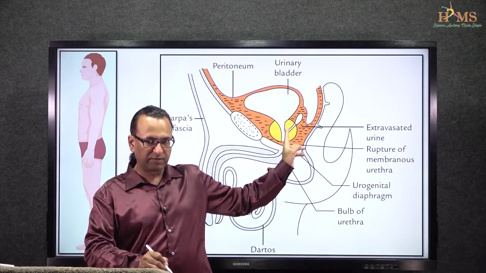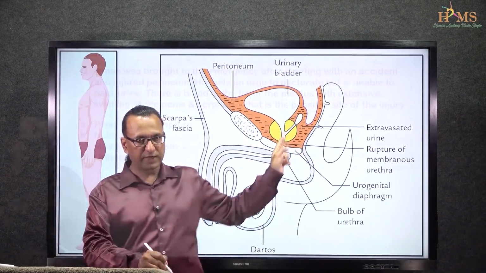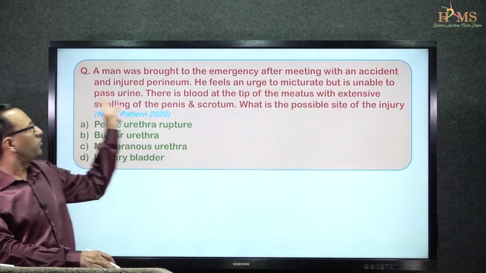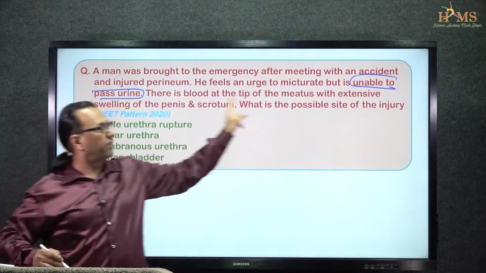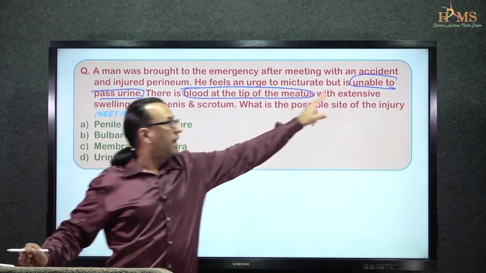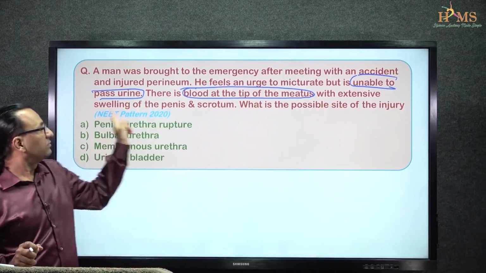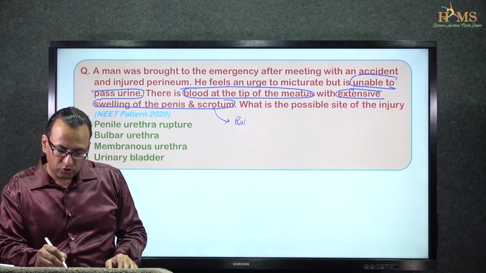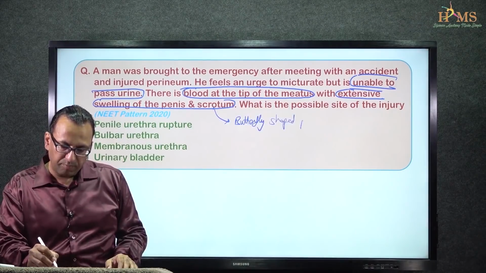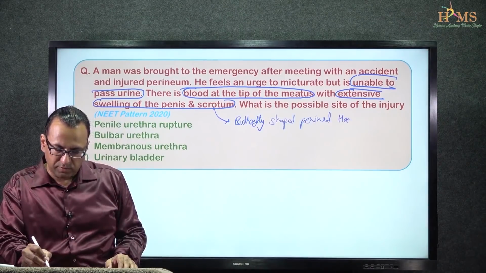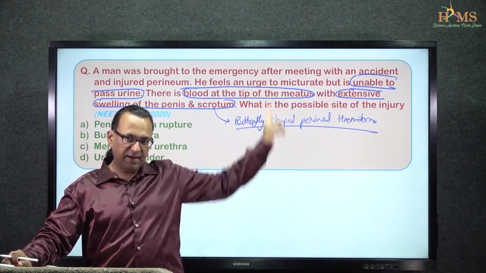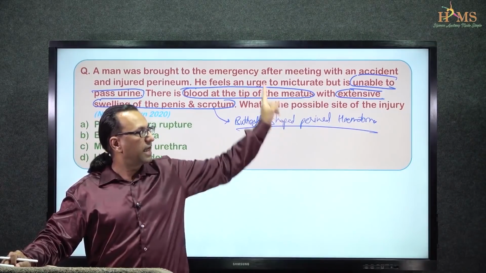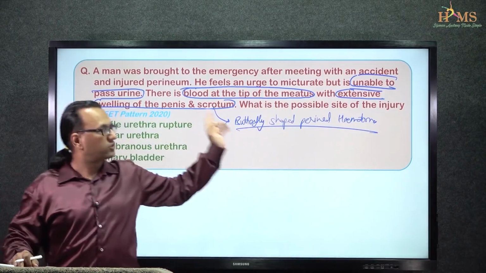Then what was the picture given? Let us go back to our question again. See, it is telling unable to pass the urine and blood at the tip of the meatus. Also, extensive perineal swelling. Actually, it will be something like a butterfly-shaped perineal hematoma.